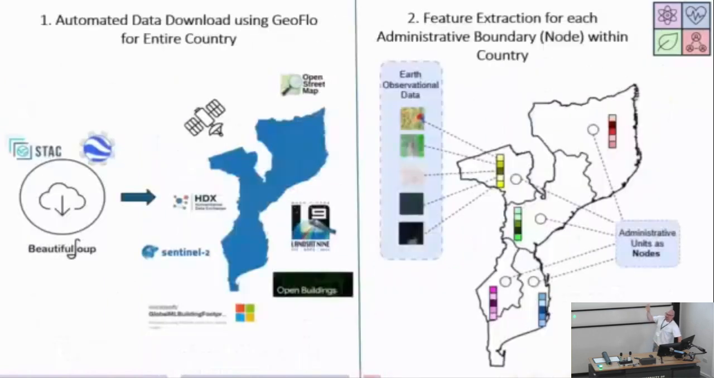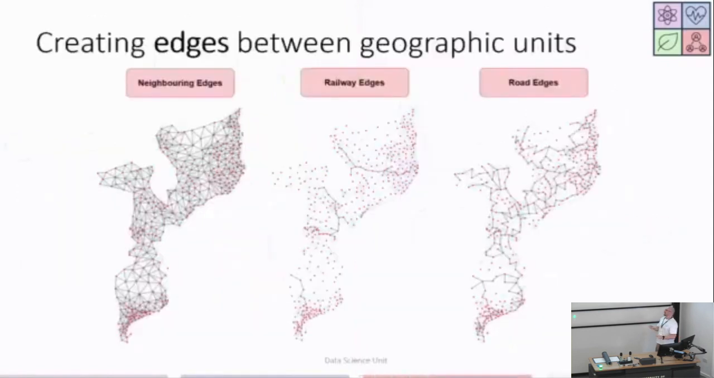And then this is just to bring it back to graphs. That's me using it for Mozambique. So now at this stage I have a graph with nodes and then node features. And those node features are all Earth observational data sources of different types. So now we have a graph of nodes. Next step is the edges. So edges, they're spatial relationships.